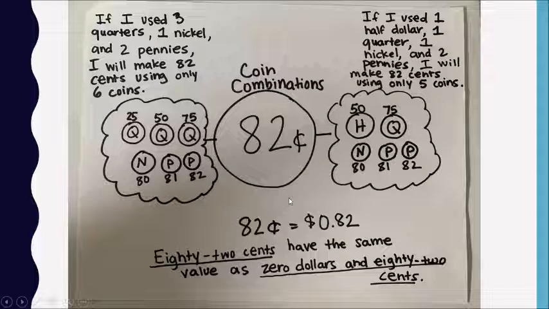Okay, so for your assignment, this is the chart that I want you to make. This is a coin combination chart. If you take a look, this is where you will be placing your coin combination amount, your value that you are choosing to make. And on each side, I want you to think of 2 different ways to make that amount. So take a look at my example.